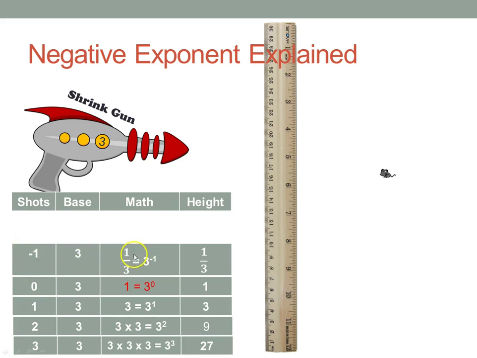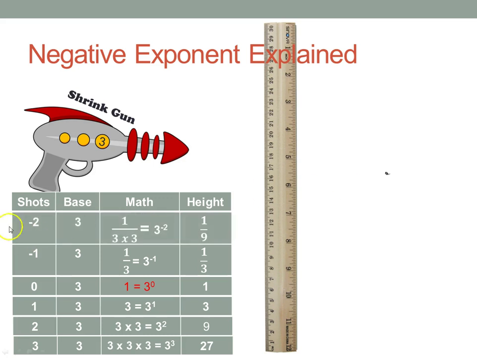So my base is still 3. So I have 1/3 is my size. 1 over 3, what I did here, 3 to the -1, right? I made the exponent positive, and I took the reciprocal. So the height is 1/3. Check out that tiny mouse. I can get rid of all our mice problems with my shrink gun. Let's do it again. Oh, that mouse is really small. How small do you think it is?